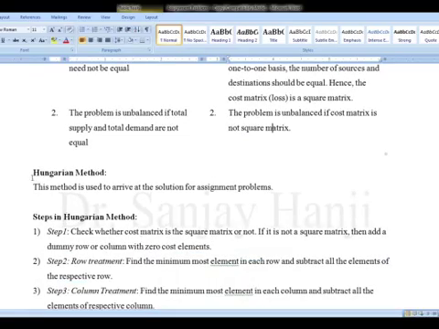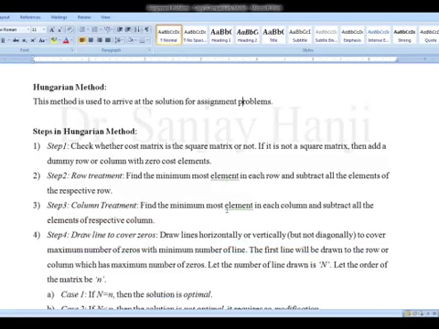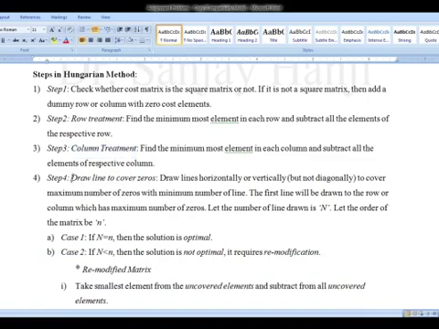Now, how do we solve an assignment problem? There is a method called the Hungarian method, which we'll use to solve the problem. This method is used to arrive at the optimal solution for the assignment problem. There are several steps. First, we need to check whether the matrix is a square matrix or not. If not, you have to add a dummy row or column with zeros. Then second, you have to give the row treatment. I'll show you how to do the row treatment. Then you need to do the column treatment. After that, you have to draw lines to cover the zeros. You have to draw the minimum number of lines.